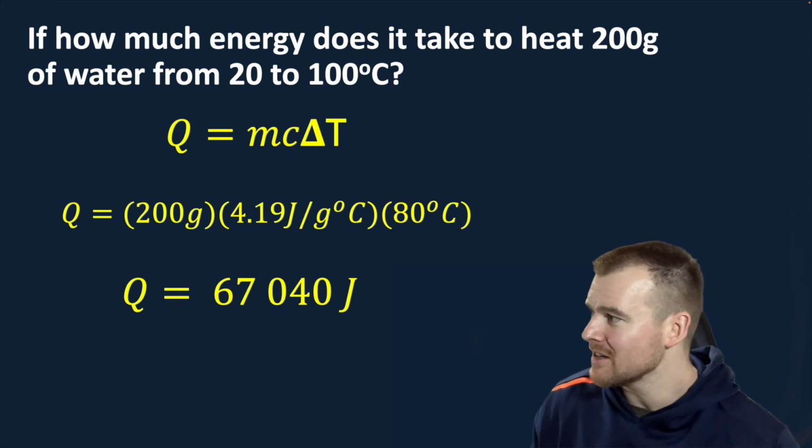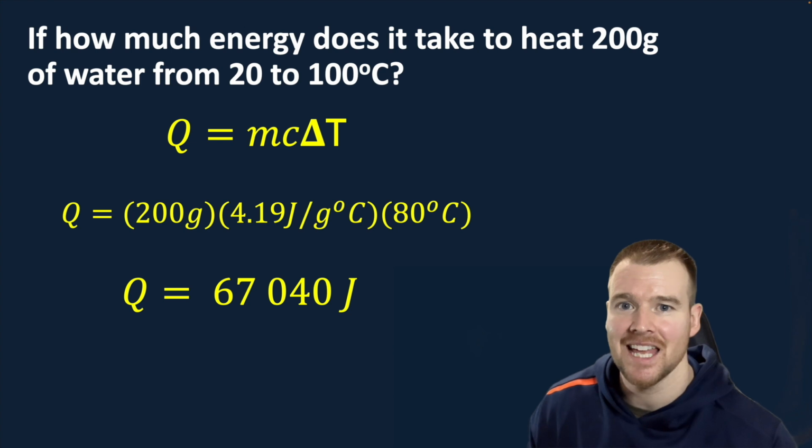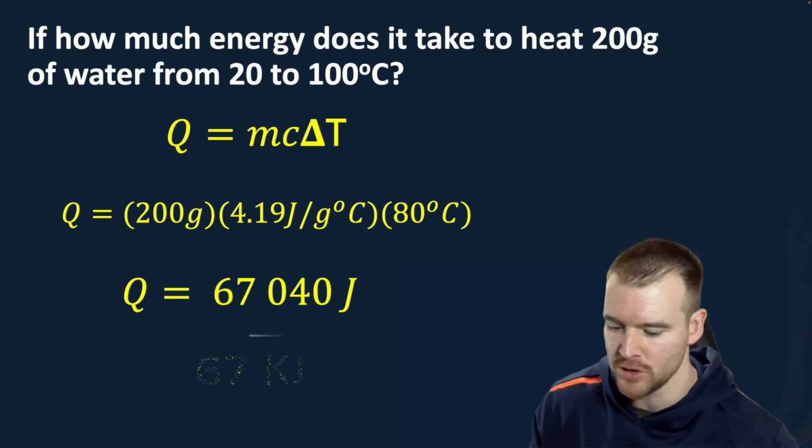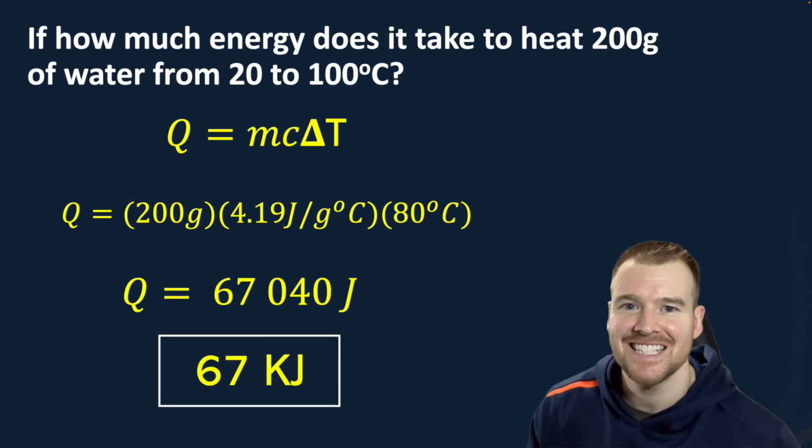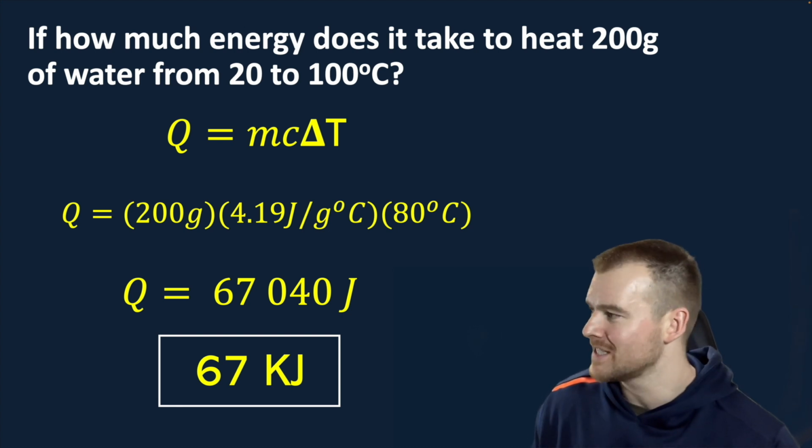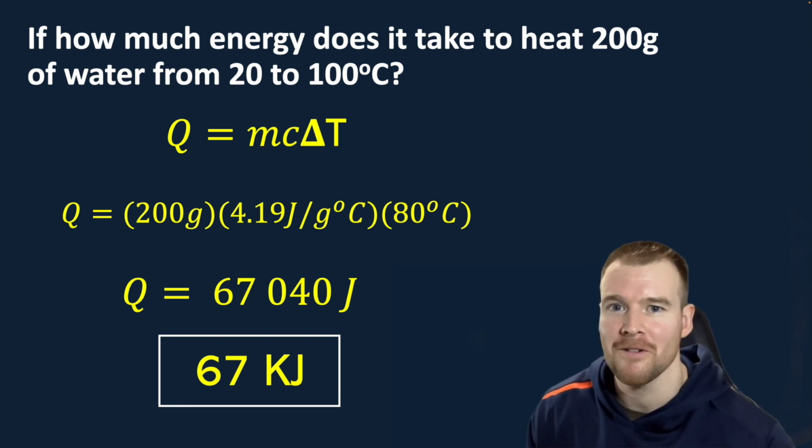Now there's a lot of digits there. Since we're into the thousands, we're going to represent this as thousands of joules, which is kilojoules. So let's just put our final answer as 67,000 joules, or 67 kilojoules would be our final answer.